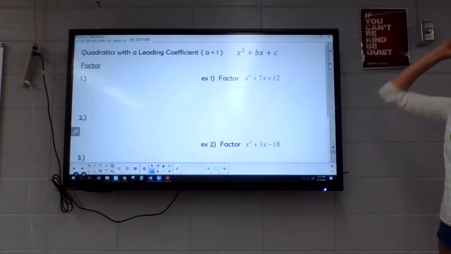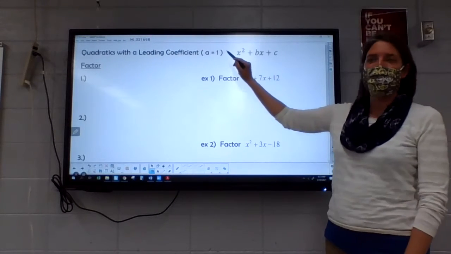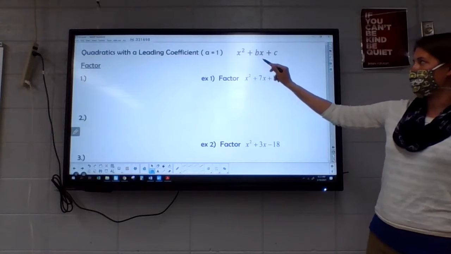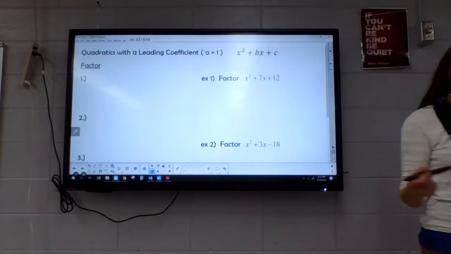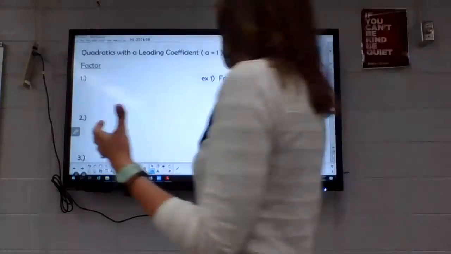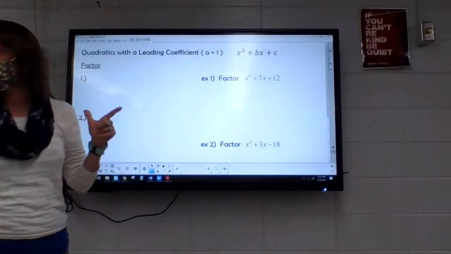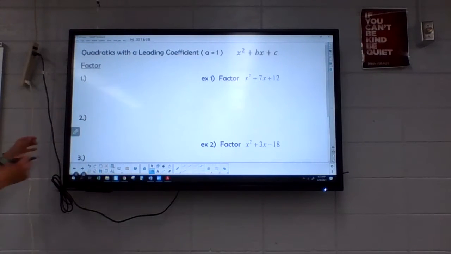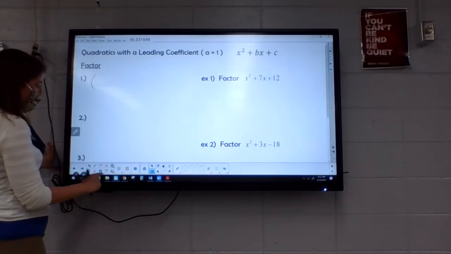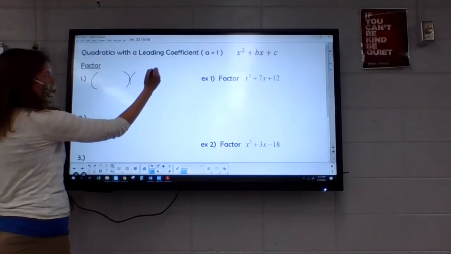All right, so quadratics with a leading coefficient of 1. This is like our general equation. Notice, rather than having numbers here, they have a b and a c. The reason they have b and c is because I like to explain this in the general case rather than talking about specific numbers. Automatically, I know, since the leading coefficient is 1, that our factors are going to start with x times x.